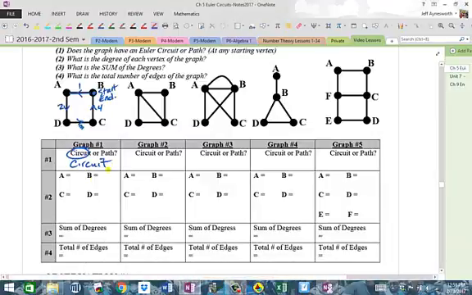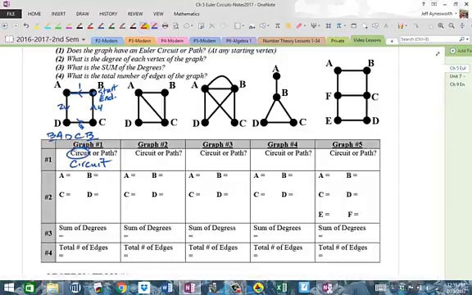So we have a circuit in this case because we started at B and ended at B. That was B to A to D to C back to B again. And notice that we started B and ended B. So we have a circuit there.